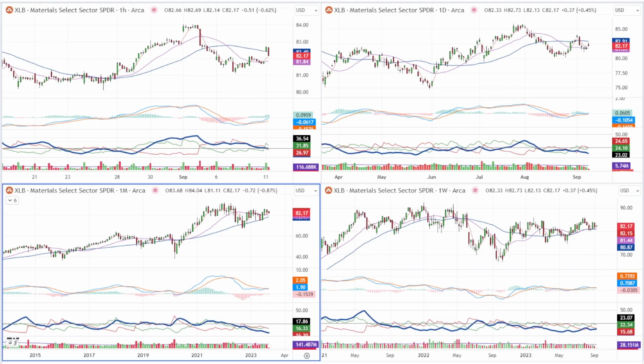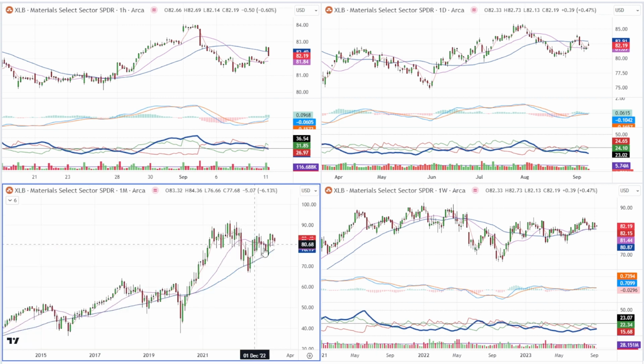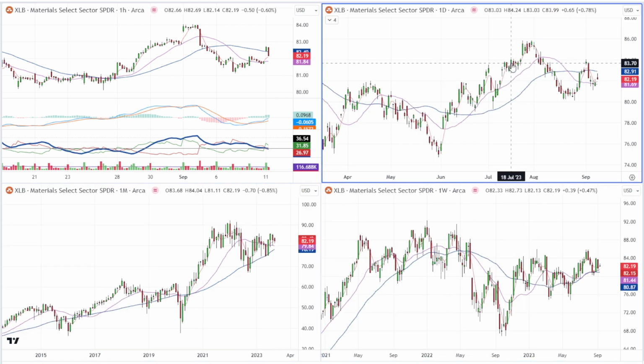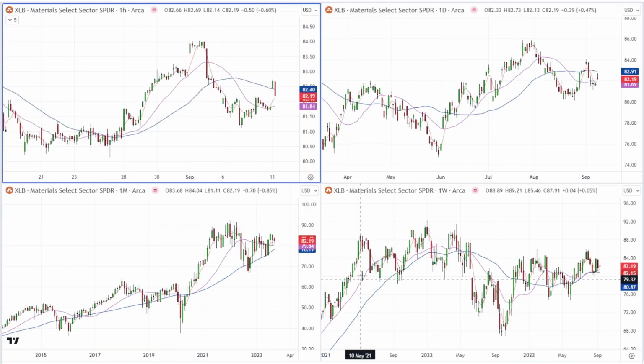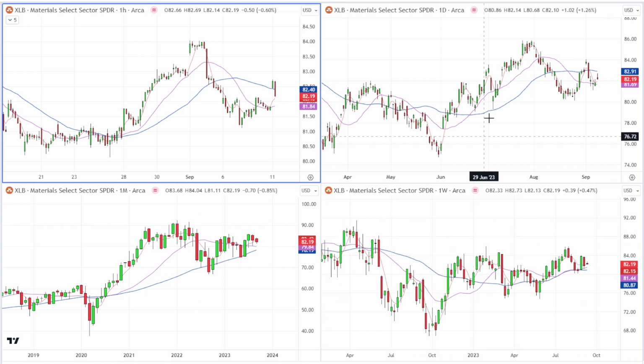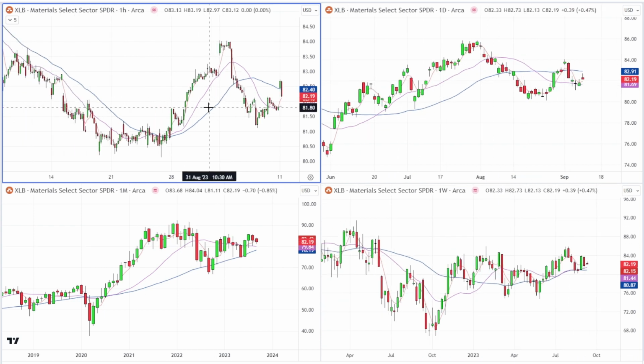Okay, so I want to start out with the XLB because I want to make something absolutely crystal clear. I'm going to clear everything off here except for the price. And most of you know this is really not a trade time frame unless you're going to trade intraday.